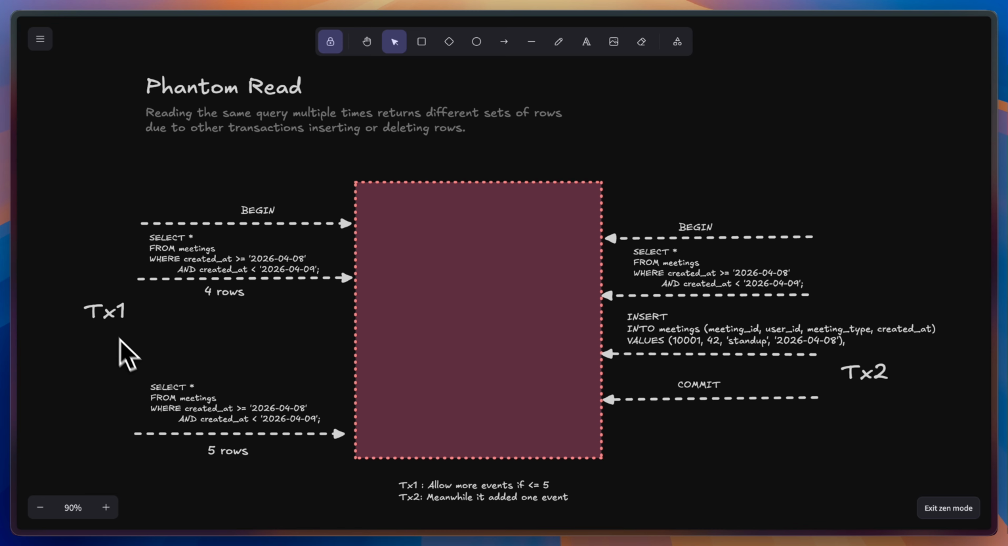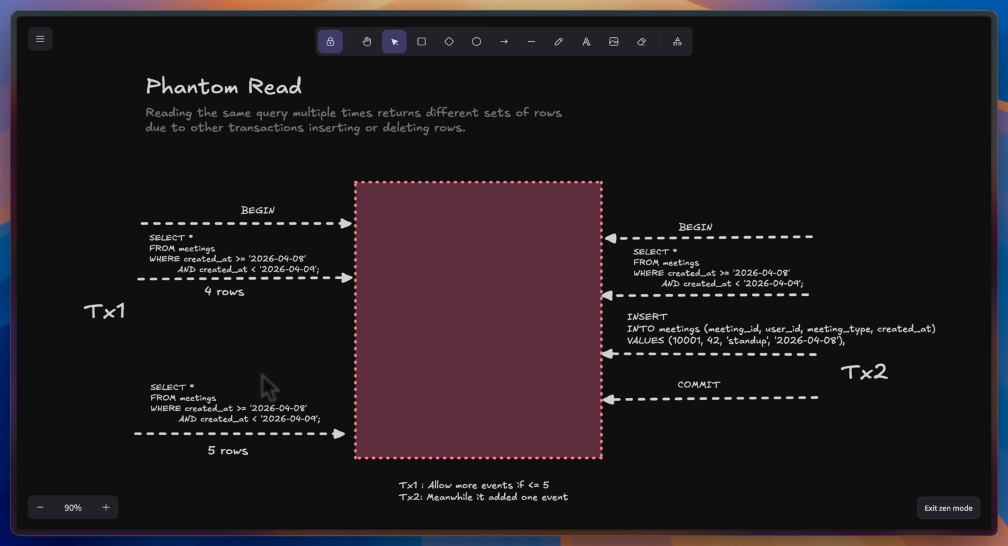Okay, and it also commits those changes, right? Now, if transaction 1 performs the same query again, then it will get a different number of rows. Earlier, it got 4 rows because 4 meetings were scheduled. Now it gets 5 rows because transaction 2 scheduled one more meeting between these reads, right? So this is what a phantom read is. When you execute the same query multiple times, you get different sets of rows. First time you got 4 rows, second time you got 5 rows. This happens because there might be another transaction which either deletes or inserts a new row.